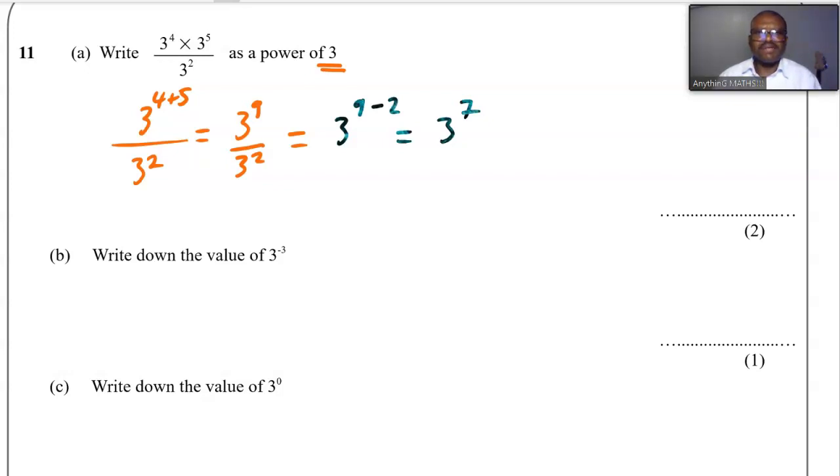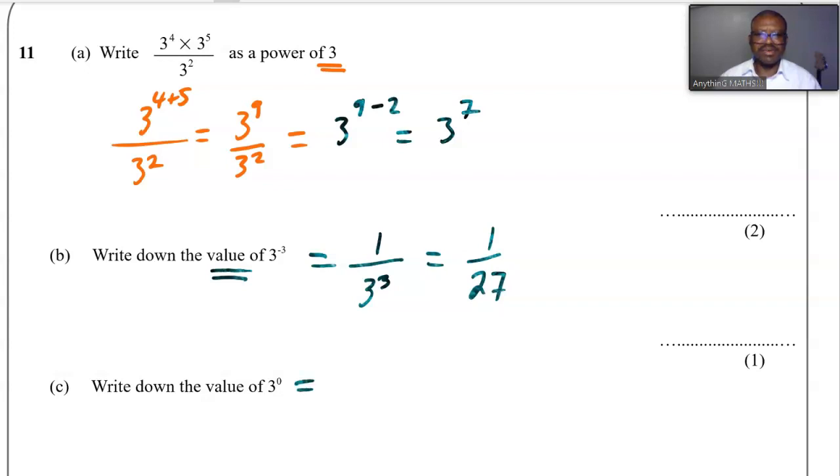In the power of 3. Okay, so we don't have to use the calculator to find the value. That is what they want. They want you to leave your answer in the power form. However, here they are telling you to write down the value of 3 raised to the power negative 3. And this we know is going to be 3 raised to the power 3, and this will be 27.